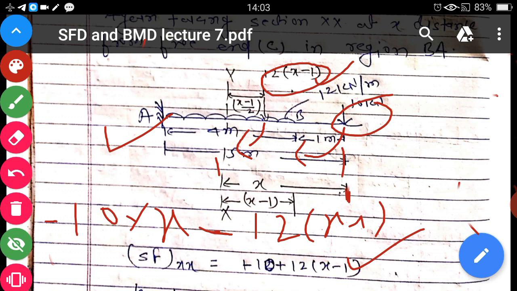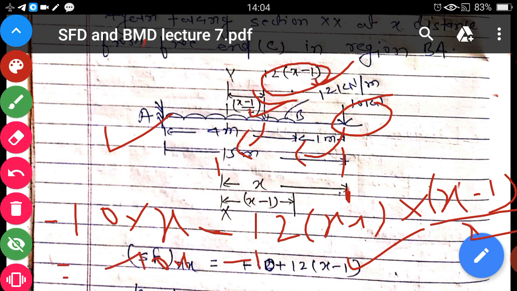That is a force, 12 into x minus 1, and x minus 1 by 2 is the distance, so multiply here x minus 1 by 2. Because it is a force and it is a distance, and if you want to get a moment, in that case you multiply the force into the distance. So minus 12 into x minus 1 into x minus 1 by 2. I hope you understand this term. So the final moment is minus 10 into x minus 12 into x minus 1 whole square by 2.